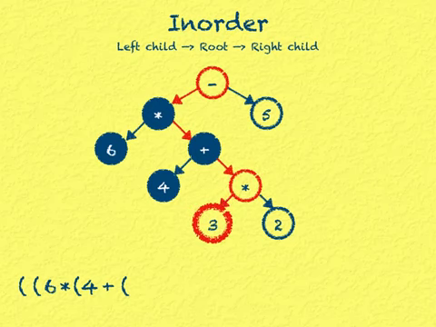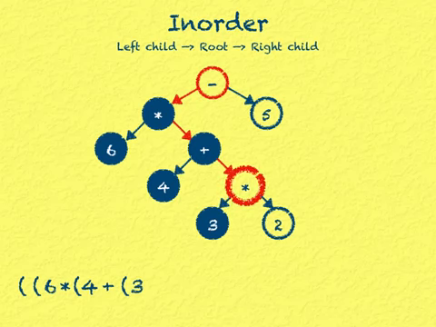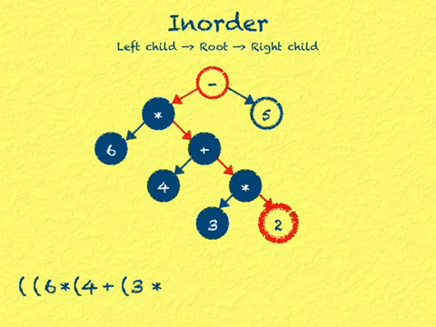I go left to 3. 3 is a leaf, so 3 gets visited. I come back up to multiplication. Multiplication is the root, so multiplication gets visited. I come down to 2. 2 is a leaf. 2 gets visited. Now I'm back at multiplication.